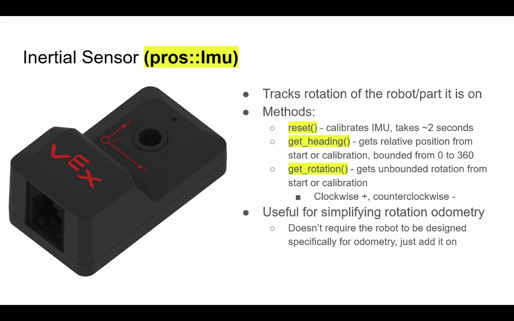First off, we have the inertial sensor, which can be defined with PROS IMU. This sensor tracks the rotation of the robot or part it is on. Some methods it can use are reset, which calibrates the IMU and takes about 2 seconds to do, get heading, which gets the relative position from the start or calibration bounded from 0 to 360, and get rotation, which gets the unbounded rotation from the start or calibration. If it's clockwise, the number is positive, and if it's counterclockwise, the number is negative. This is very useful for simplifying rotation odometry, so you don't have to do a whole bunch of trig with rotation sensors. You just need to add it on, and you'll get the numbers you want.